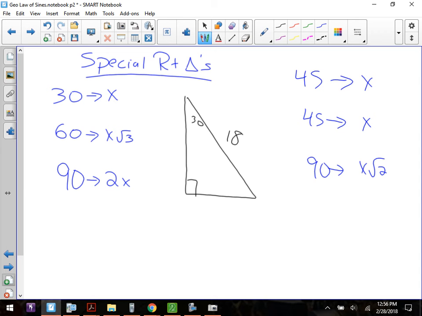Now remember, that means, and this is why we kept using these arrows to show that you're looking at something, that means your side opposite you. That's where all that started up. That means the 90 is looking at some value of 2 times x. Well, that 2 times x happens to equal 18. So how do you undo multiplying by 2?